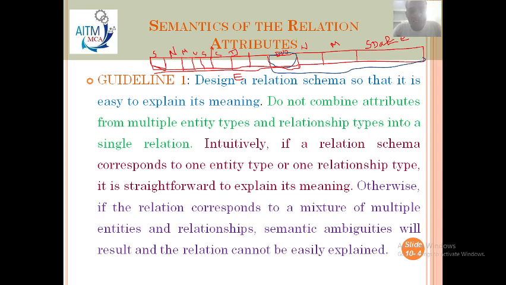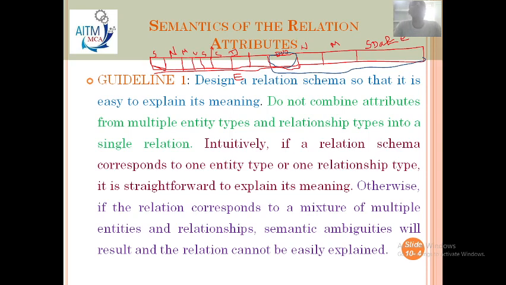Got it? So this is how. Make a separate table: a meaningful group of attributes which gives a meaning for the relation, and it should be explained easily. Otherwise, if the relation corresponds to a mixture of multiple entities and relationships, semantic ambiguities will result. That means ambiguity and confusion will result, and the relation cannot be easily explained.